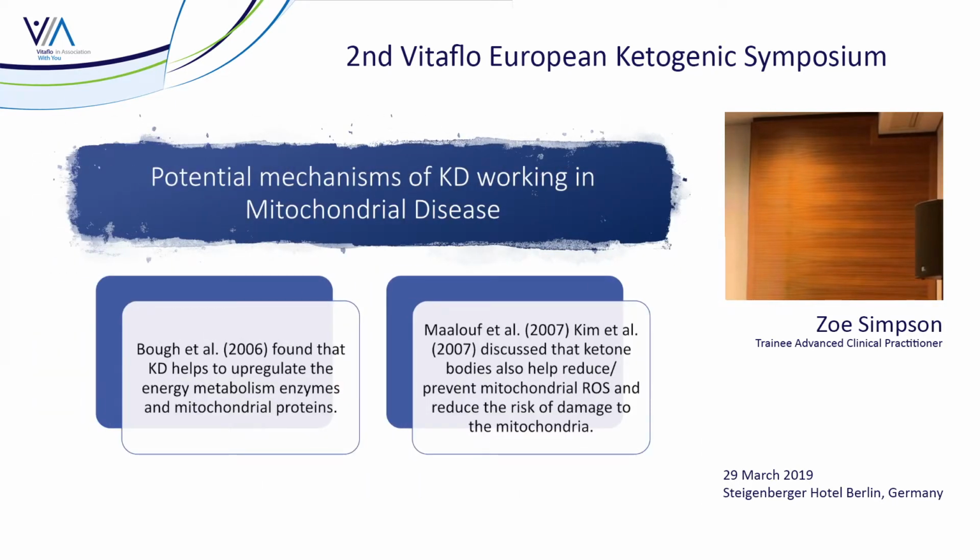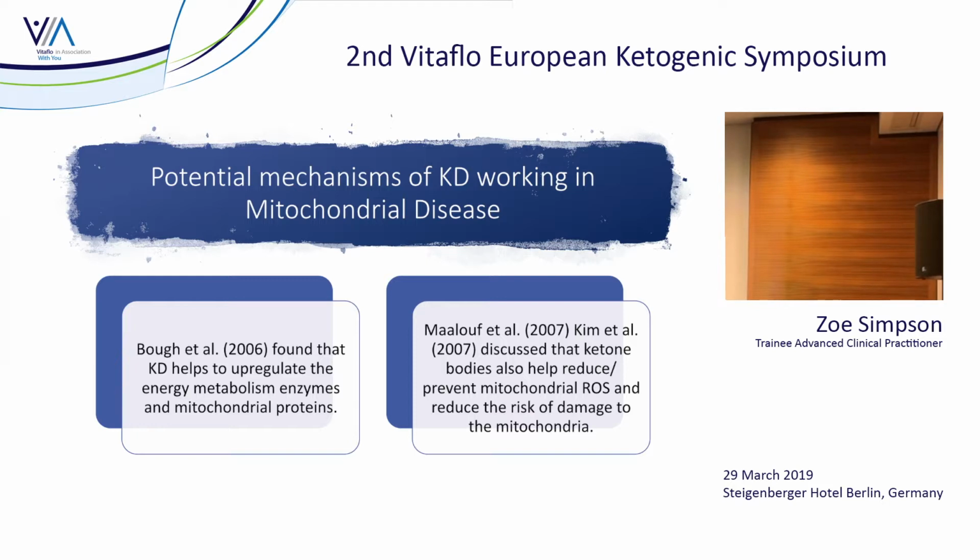So, potential mechanisms of ketogenic diet working in mitochondrial disease. These 3 studies are done in animals, so rice or mice even, or rats. The first paper here, Bao, found that the upregulation of the energy metabolism enzymes and mitochondrial proteins allowed for a greater biogenesis of mitochondria to allow better energy stores found within single cells, and these also helped protect against reactive oxidation species, protecting the mitochondrial DNA further. Malouf and Kim found that ketone bodies reduce the damage caused by the reactive oxidation species, which then further reduces the oxidative stress within the cell and therefore the damage that can occur.